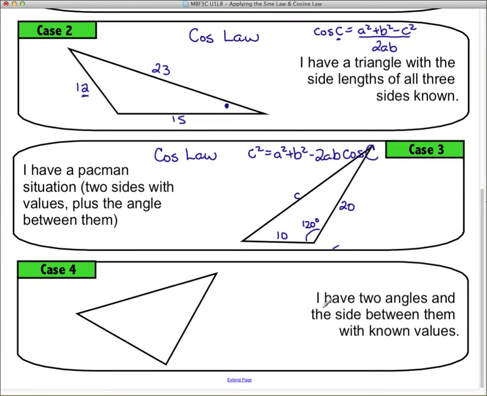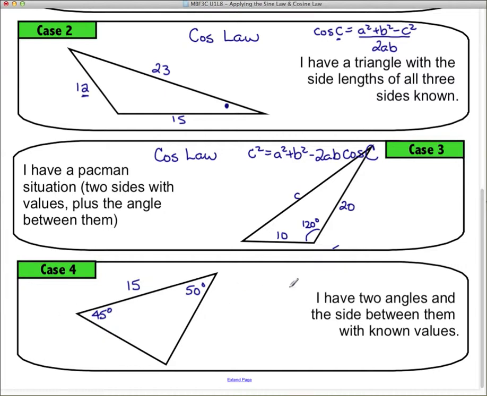And case number 4, I have 2 angles and the side between them with known values, not no values, known values. So let's say this is 45 degrees in here, and this is 50 degrees in here, and the side between them, let's say, is 15. Okay, now those are the known values.